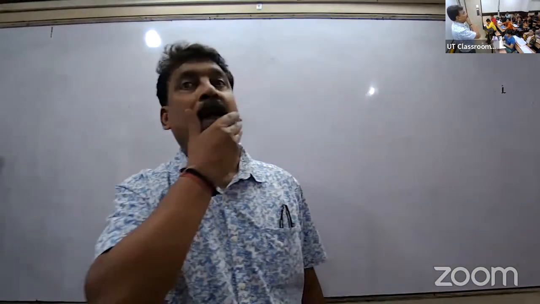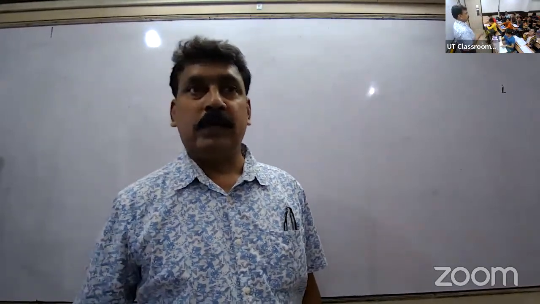Now today we are going for the third type of bonding, which is called the coordinate covalent bonding. What is coordinate covalent bonding?